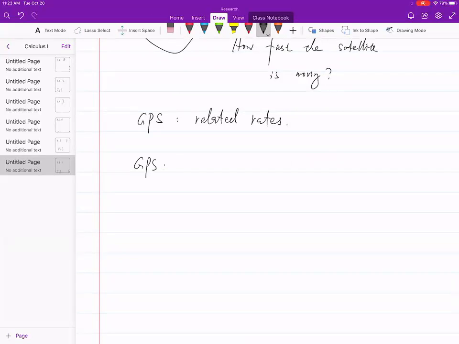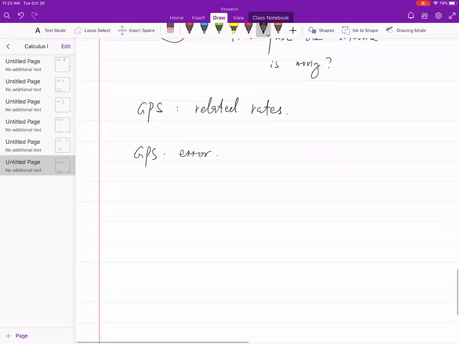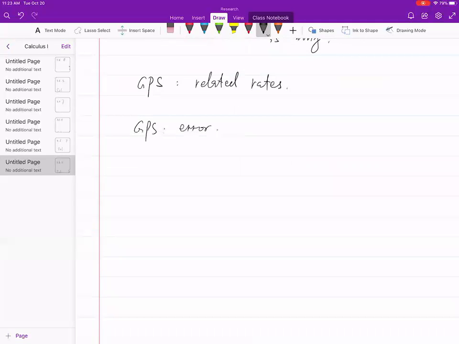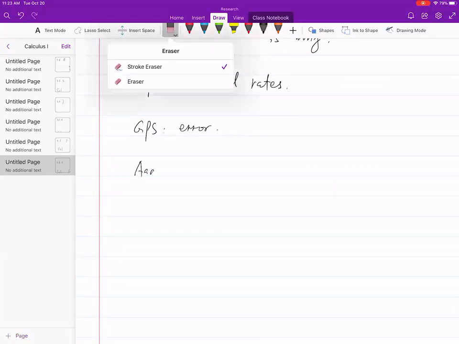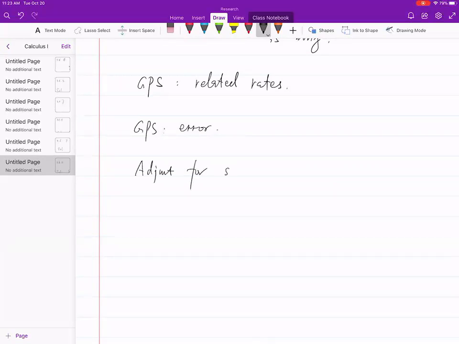Why? Because there's always an error. A systematic error. They could never get it accurate. It's always several digits off. But then what they discovered is you need to adjust for special relativity.